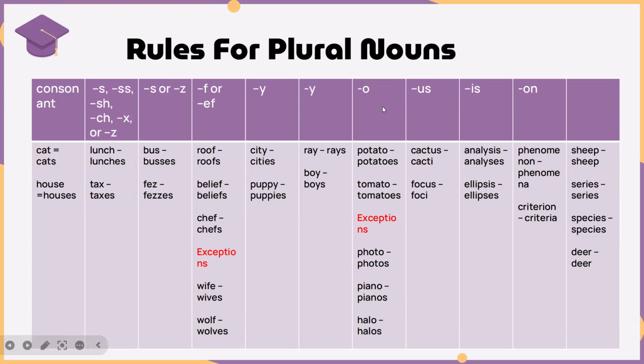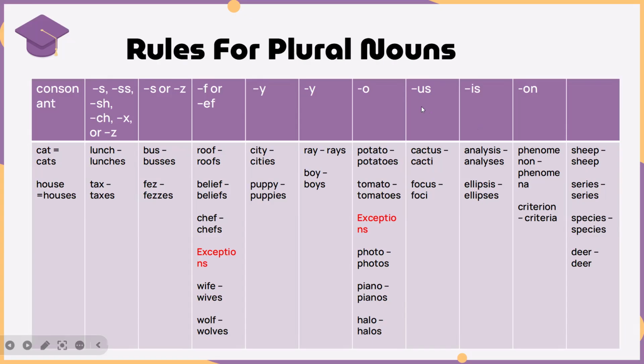Awesome. There are some nouns that end with O. For example, potato becomes potatoes. Tomato becomes tomatoes. So all we do is add ES at the end. But obviously, there are some exceptions in English. So for example, photo in the plural form becomes photos. Piano becomes pianos, and halo becomes halos.